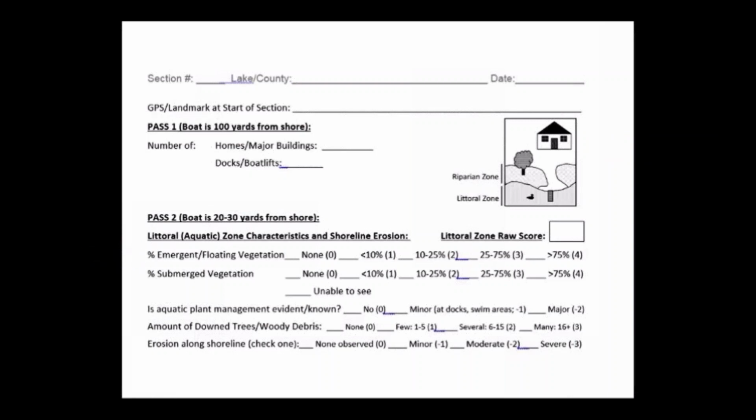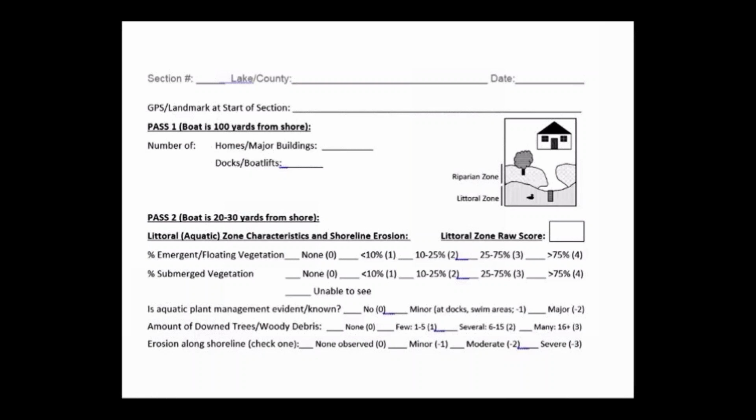Emergent vegetation are aquatic plants that stick up out of the water. This would include reeds and pickerel weed. Floating vegetation typically is water lilies. Your options include none, less than 10% of the total 1,000-foot section, 10 to 25%, 25 to 75%, or more than 75%.